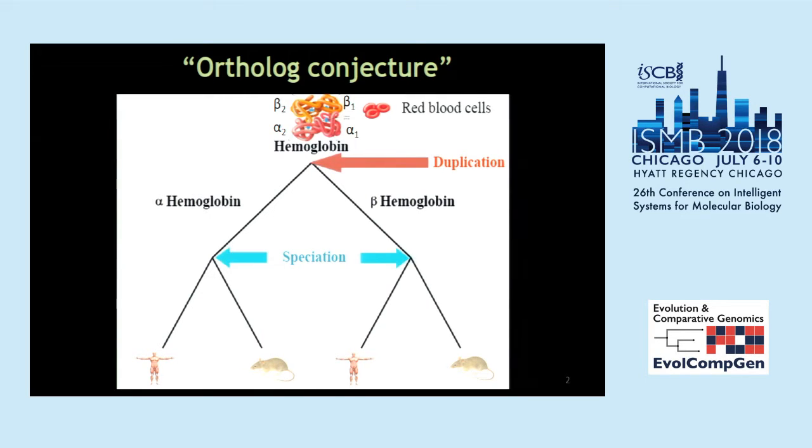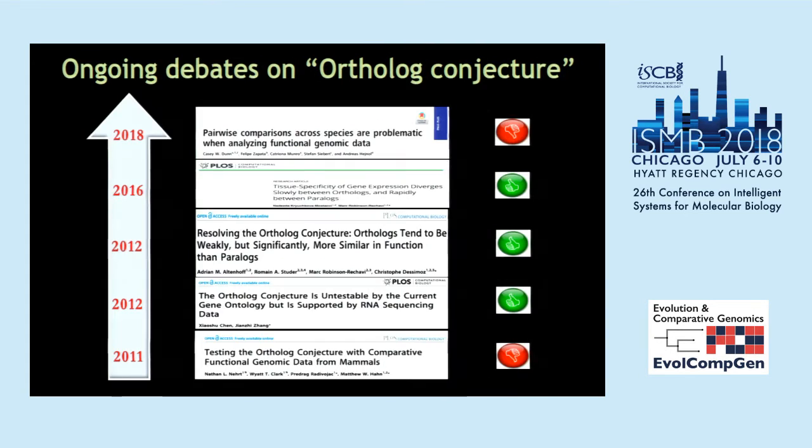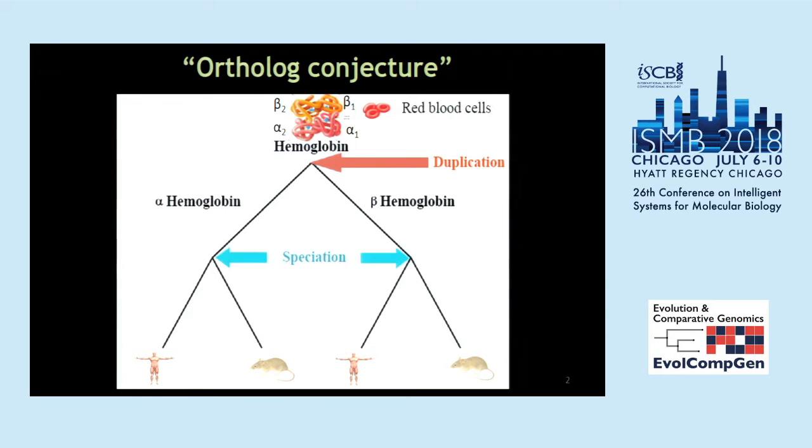Suppose one is interested in beta globin in human, then what would be the best model to consider? Beta globin in mouse, which is ortholog to beta globin in human, or alpha globin in human, which is paralog to beta globin in human? As per the ortholog conjecture, orthologs are functionally more similar than paralogs. If this is true, then it will be useful to consider beta globin in mouse rather than alpha globin in human.